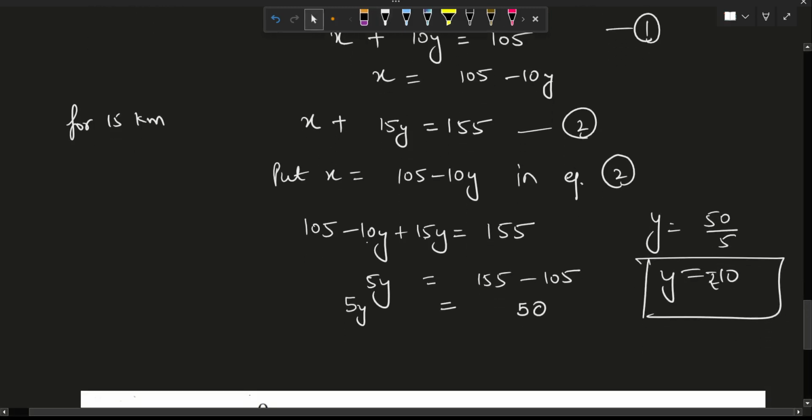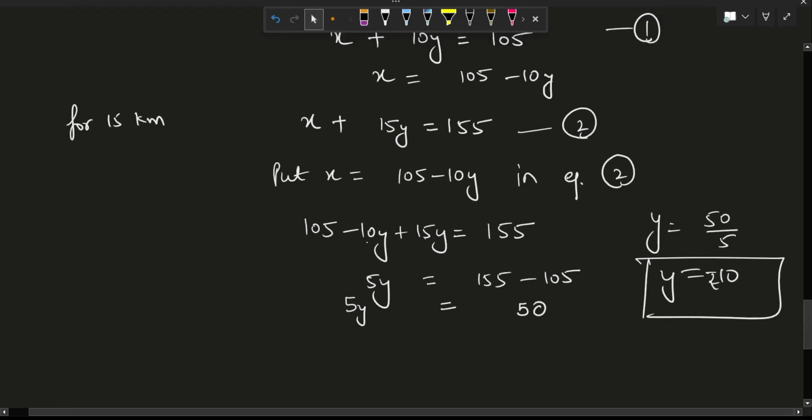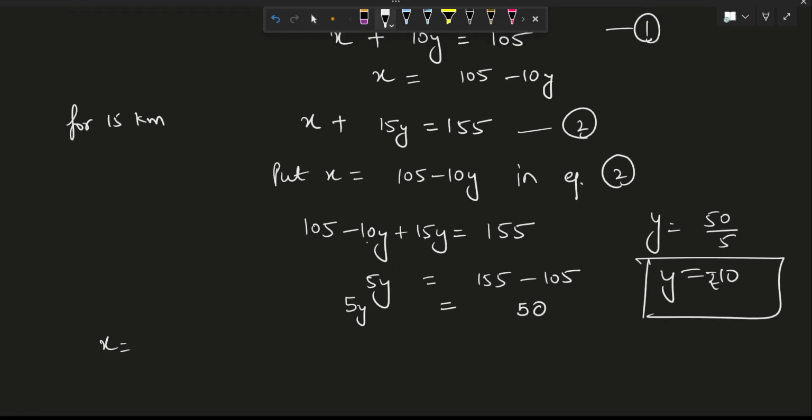Now let's calculate the fixed charge. You know that x is what? 105 minus 10y. From here I'm taking it, or you can just directly put it in the first equation. So 105 minus 10 into 10. So that's 105 minus 100. It's only rupees 5. Fixed charge is rupees 5, y is 10.